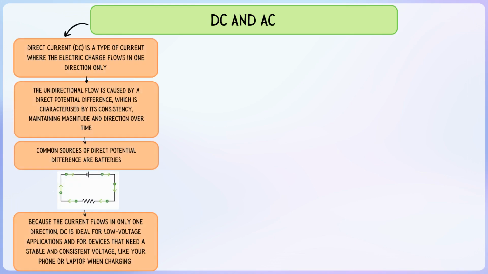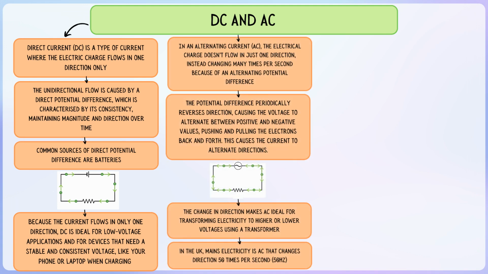In today's lesson, we examine the differences between direct and alternating potential difference. We discussed how direct potential difference, commonly produced by batteries, maintains a constant direction and magnitude, supplying a steady flow of current. In contrast, alternating potential difference, often generated by power stations, changes direction periodically, resulting in an alternating current.